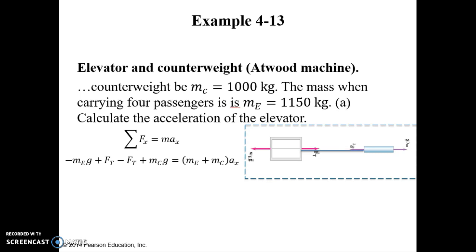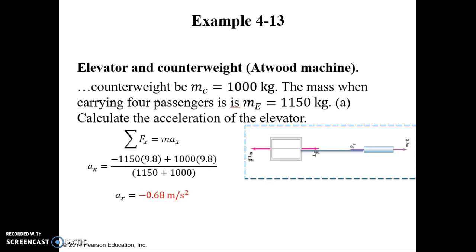Hey, look what cancels out. That's right, tension. So the equation reduces a bit. Now we can solve for acceleration. Plug and chug. We get negative 0.68 meters per second squared. The negative refers to the system accelerating towards the left. Or, in the original figure, the elevator's acceleration is pointing downward and the counterweight's is pointing upward.